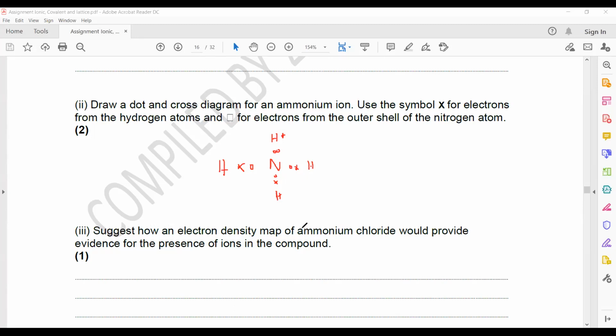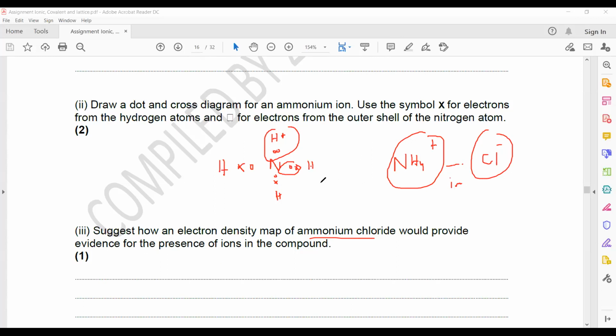Suggest how the electron density map of ammonium chloride would provide evidence for the presence of ions. Look, what is ammonium chloride? It means the ammonium ion will be there. Ammonium chloride has an ionic bond, a covalent bond, as well as a dative bond. What is the ionic bond? There is an attraction between a positive and negative ion, so there will be an ionic bond. There is a dative bond between nitrogen and hydrogen, and also a simple covalent bond. So it contains all three bonds.